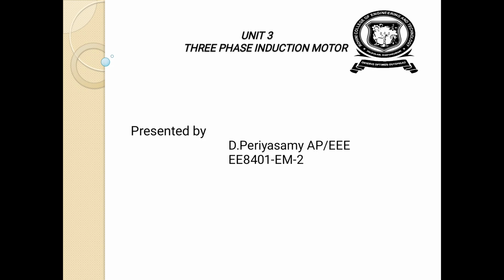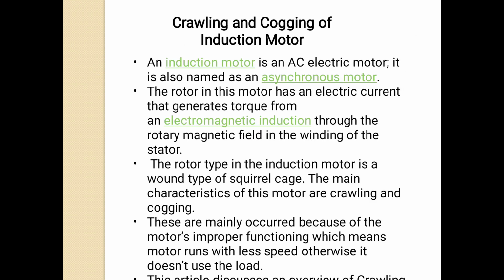Today we are going to discuss the topic of crawling and cogging of induction motor. The induction motor is an electric motor. It is also named the asynchronous motor. The rotor of the motor has electrical current that generates torque from electromagnetic induction through the rotary magnetic field of the winding. The types of induction motor are the wound type and the squirrel cage motor.